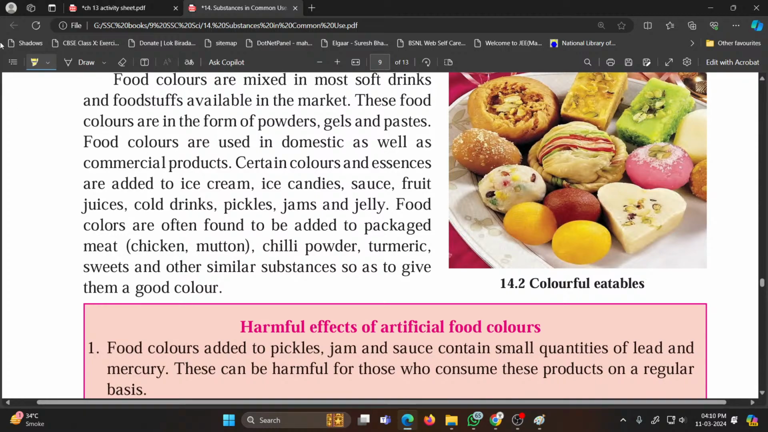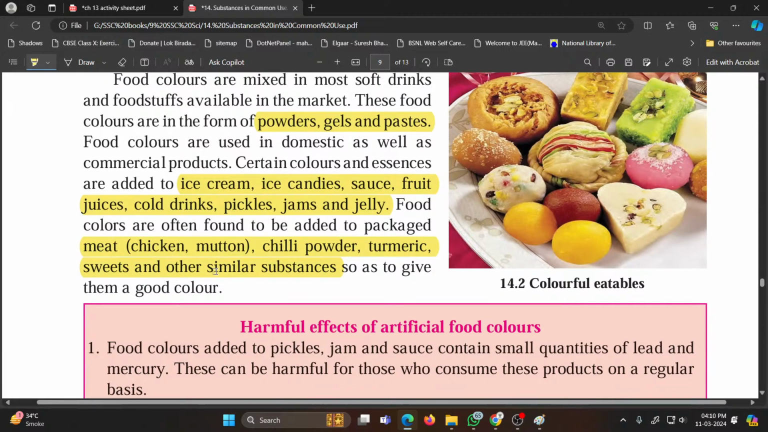The food colors in the form of powders, gels and pastes. They are used in ice creams, ice candies, sauce, fruit juice, cold drink, pickle, jam, jellies. They are also added to meat, chicken and mutton, chili powder, turmeric, sweets and other similar substances.